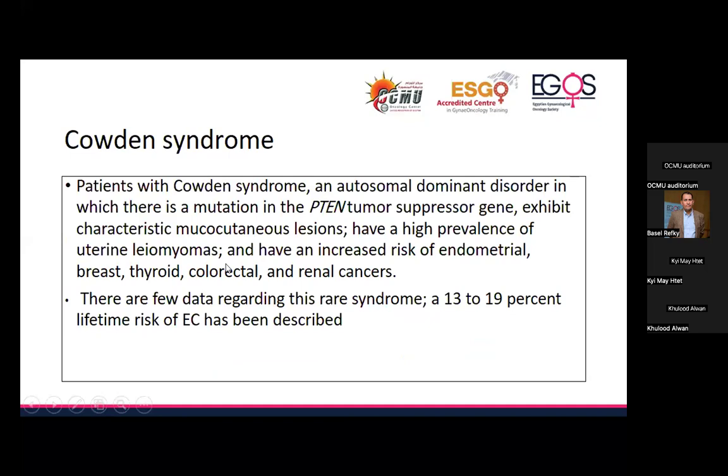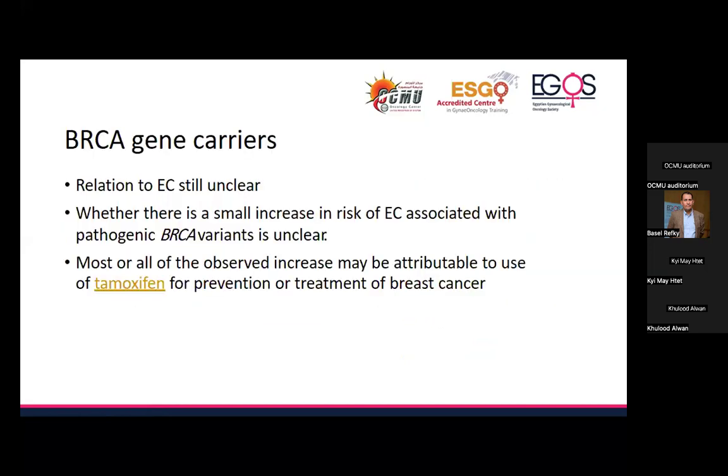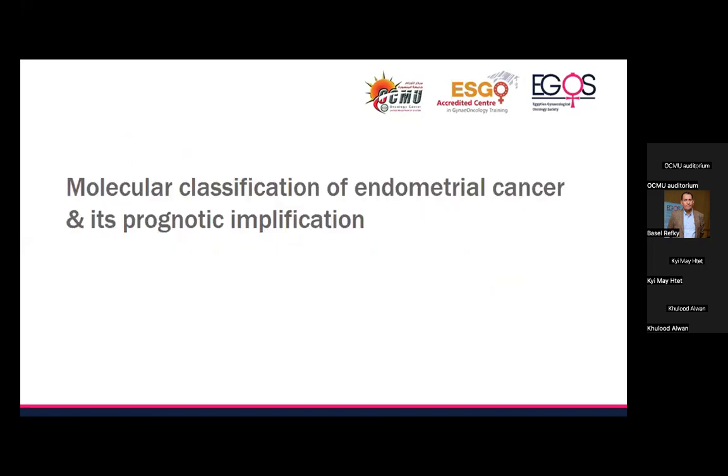Another syndrome, Cowden syndrome. Patients with breast or thyroid cancer may have an autosomal dominant gene mutation, the PTEN tumor suppressor gene. There is a high risk of uterine myomas, and a risk of endometrial cancer besides thyroid and breast. But this is symptomatic. Now, about genetic and molecular classification of endometrial cancer. BRCA carriers may sometimes be associated, but it is not well proven that patients with BRCA mutations have a risk of endometrial carcinoma.